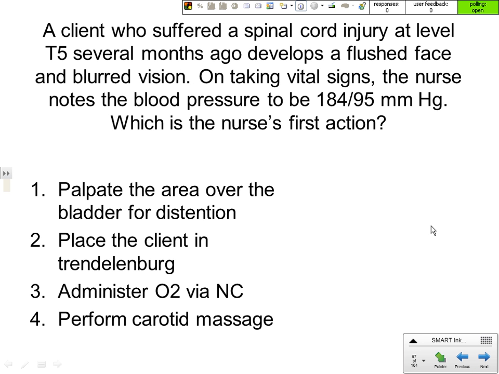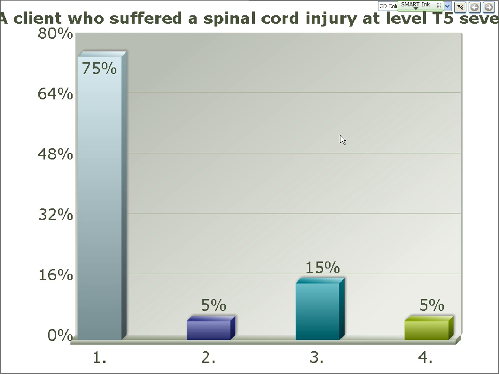The client who suffered a spinal cord injury at level T5 several months ago develops a flushed face and blurred vision. On taking the vital signs, the nurse notes the blood pressure to be 184/95. What is the nurse's first action? Palpate the area over the bladder for distension. Place the client in Trendelenburg, administer oxygen, perform carotid massage. So palpate the bladder for distension.